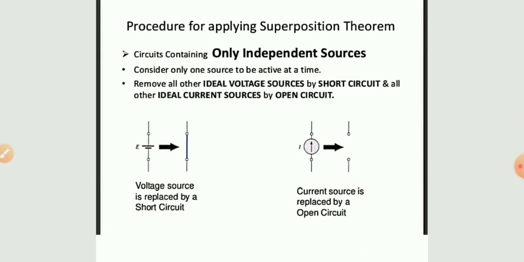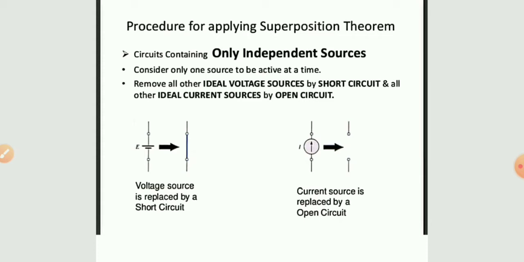Procedure for applying superposition theorem. Consider only one source to be active at one time. Remove all other idle voltage sources by short circuit and all the other idle current sources by open circuit. So here we need to define if there is a voltage source how we are going to consider it, and the same for the current source.